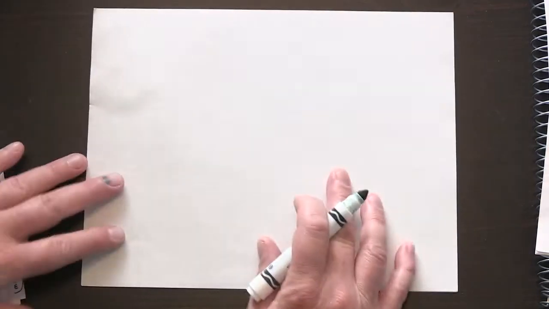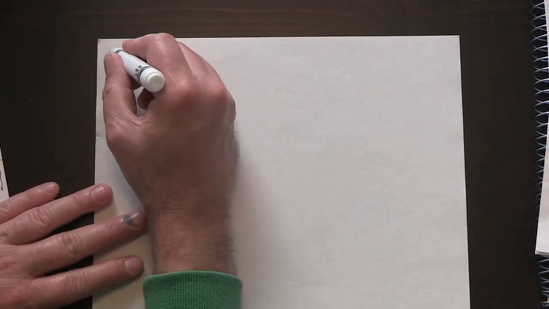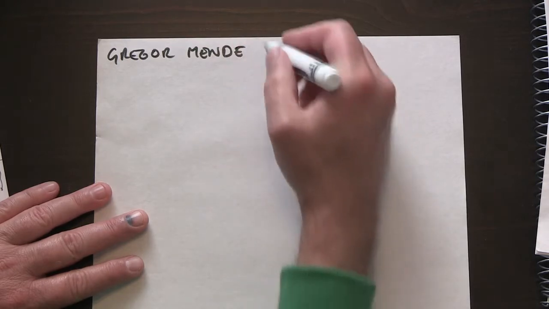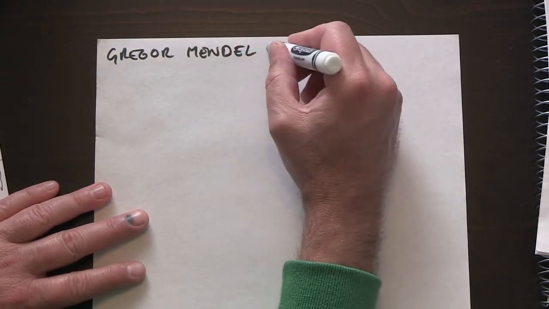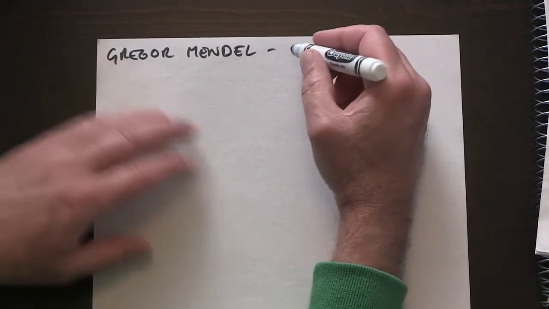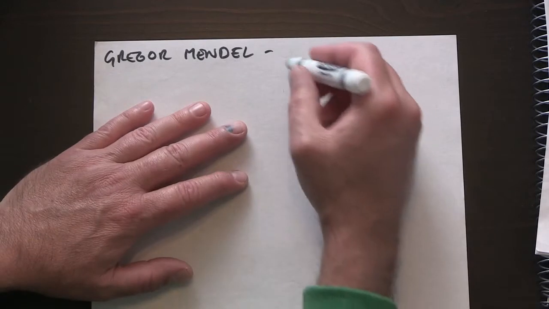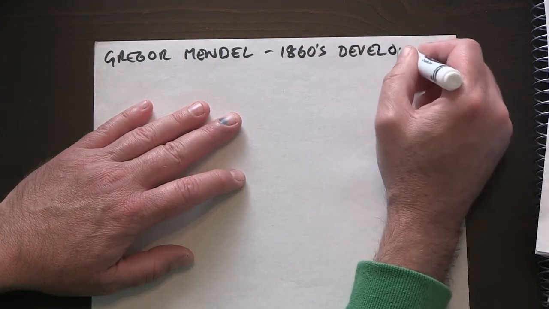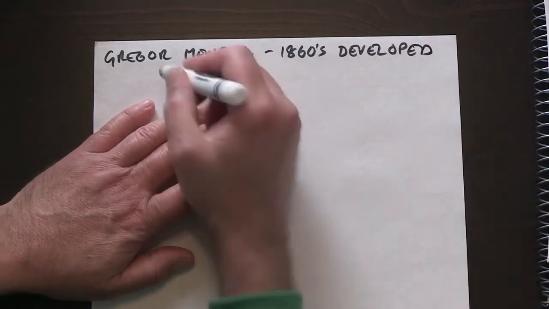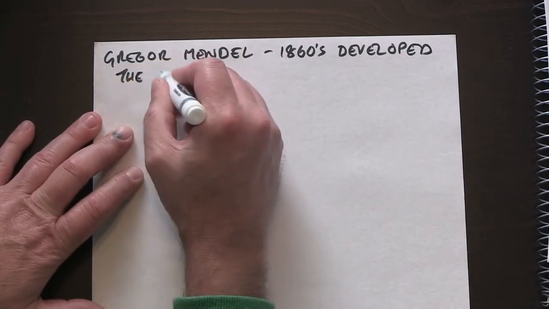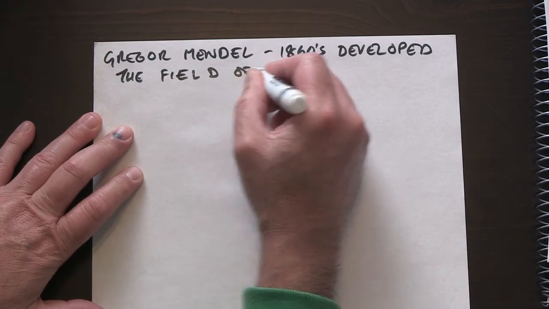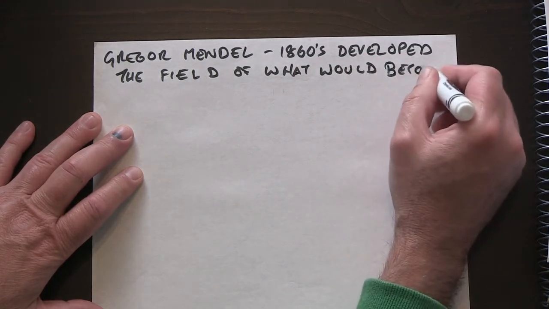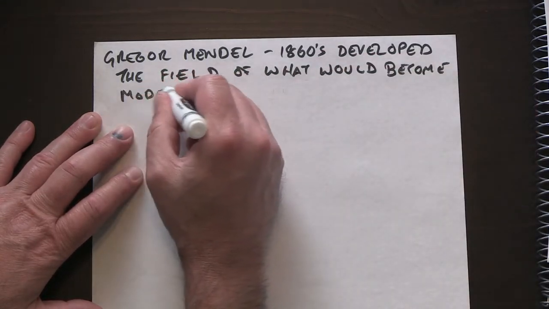There was an Austrian monk by the name of Gregor Mendel. And he worked in the field of genetics, or the very, very early form of genetics, in the 1860s. He developed what we basically still use as modern genetics, the field of what would become modern genetics.